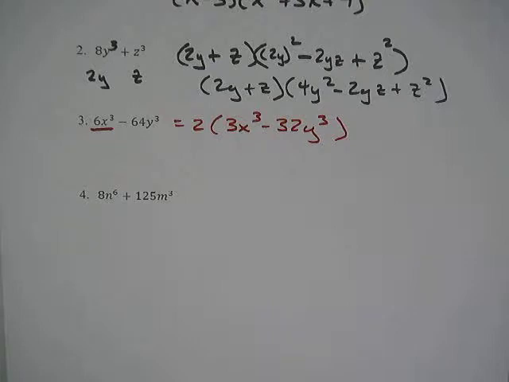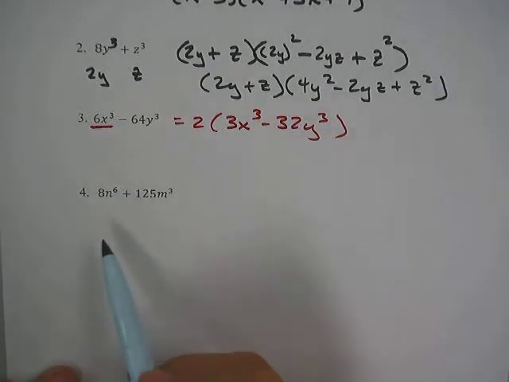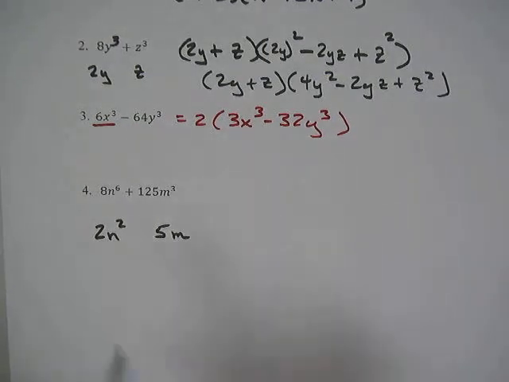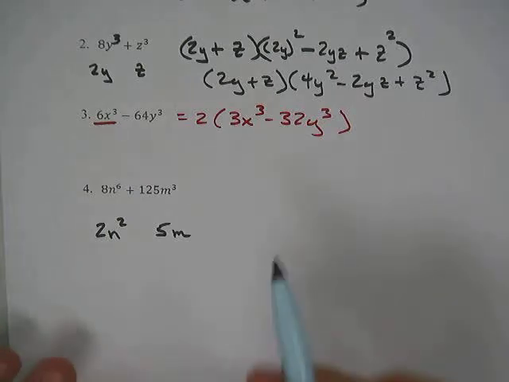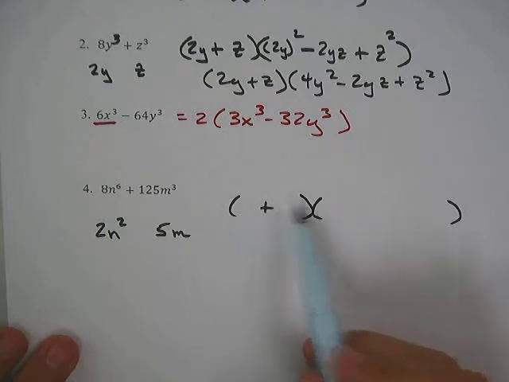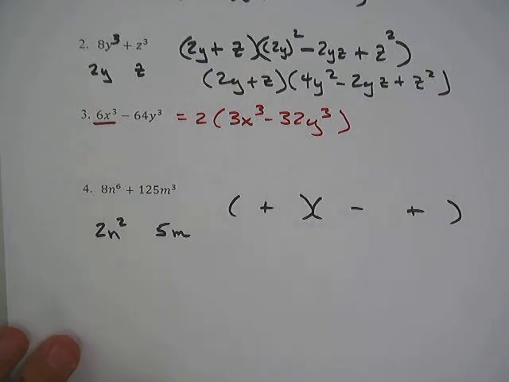Let's talk about this last one down here. It says 8n to the 6th plus 125m to the third. So cube roots. So the cube root of 8n to the 6th is 2n squared. And the cube root of 125m to the third is 5m. Now if you don't believe me on this one here, that 2n squared is the cube root of that, think about that. If you multiply 2n squared times 2n squared times 2n squared, it'll come back to 8n to the 6th.